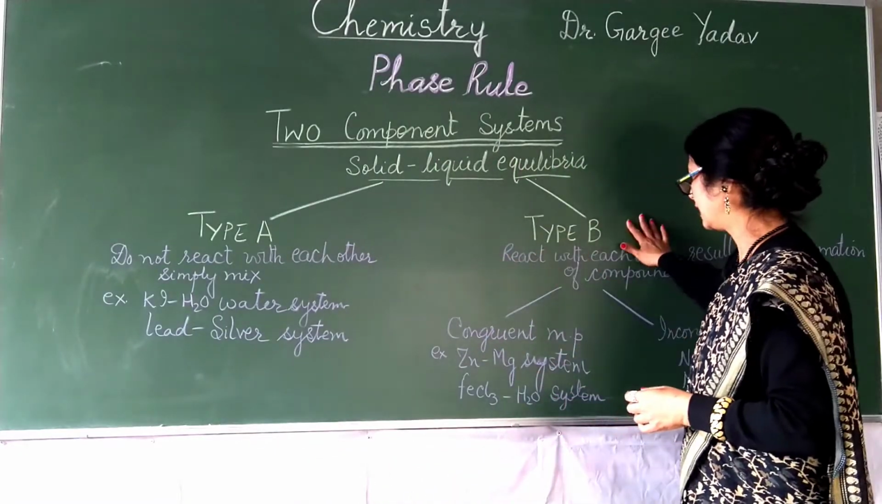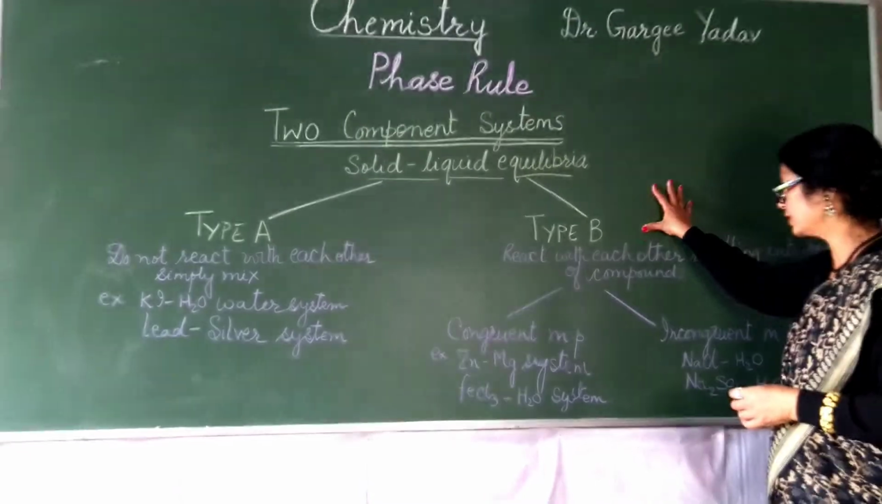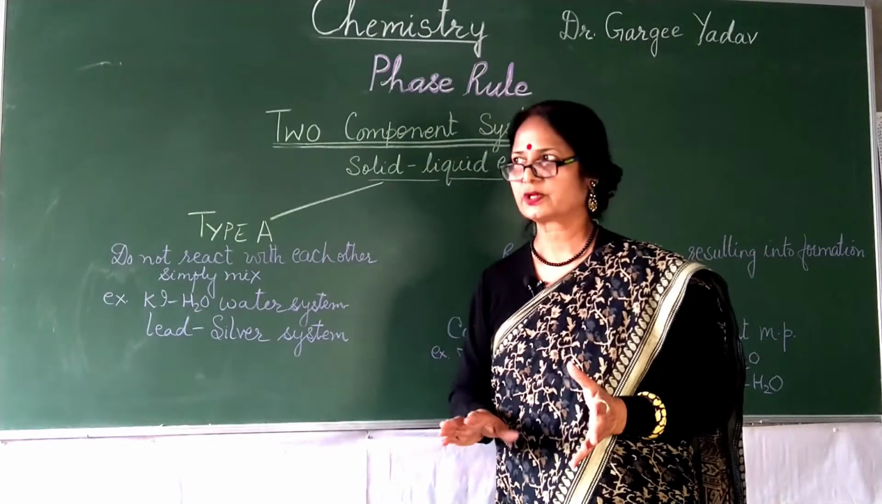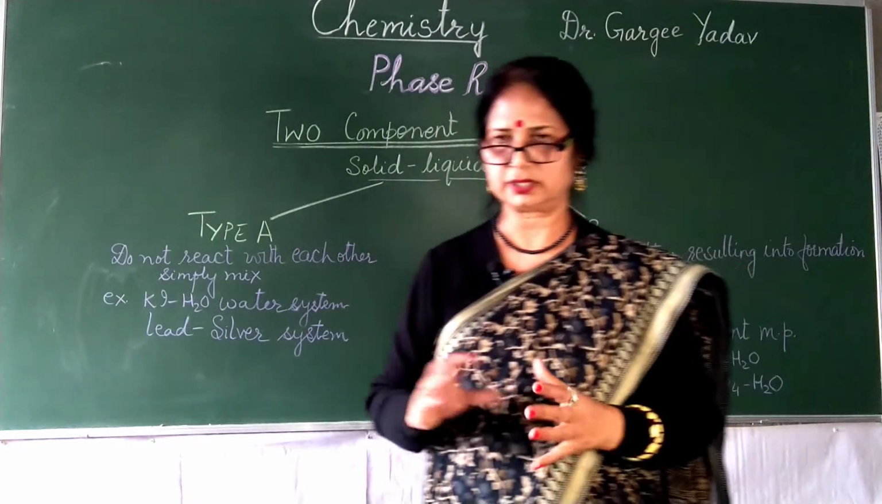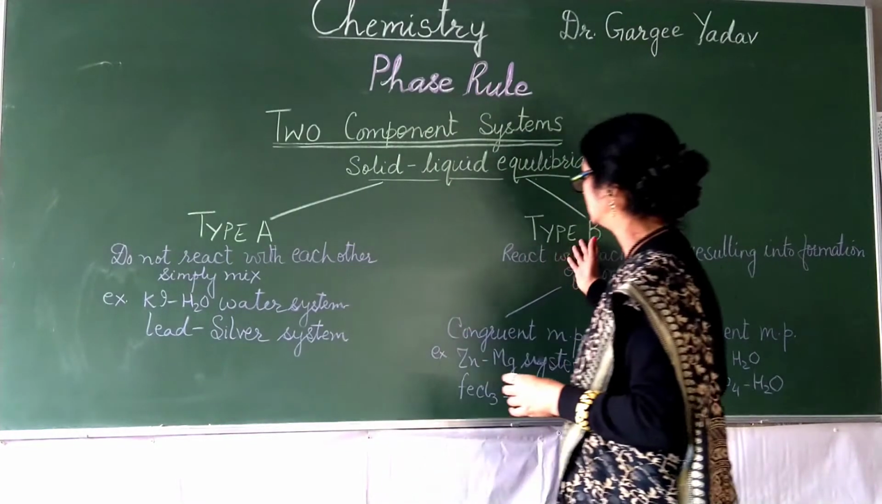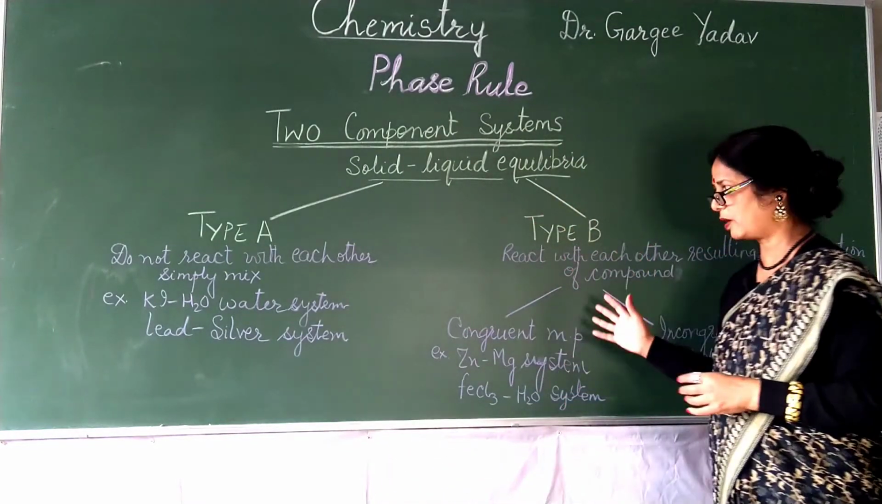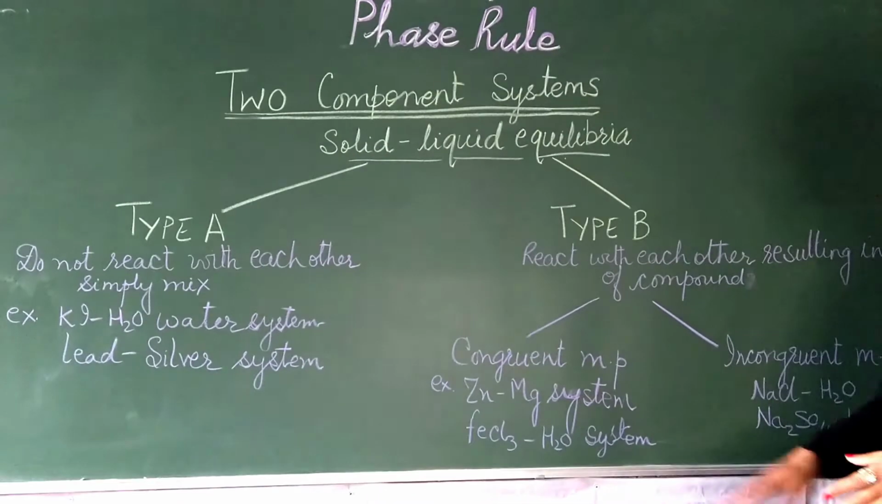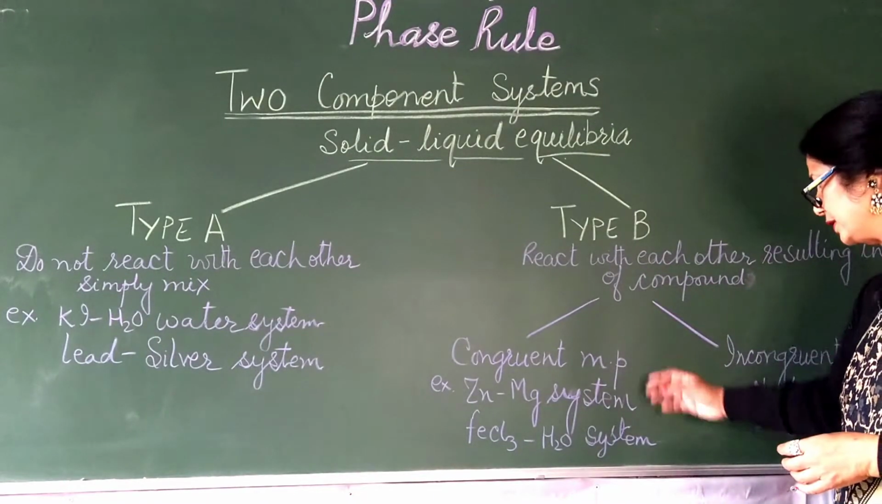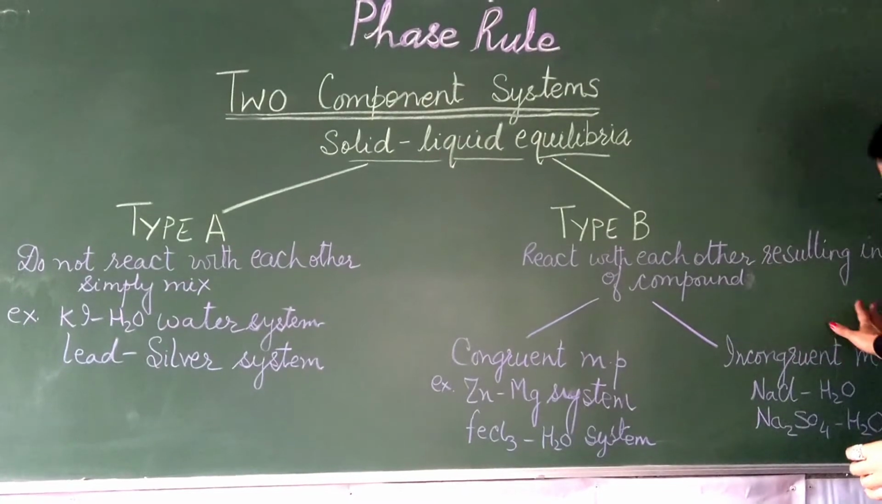Another type is type B. Here the two components react with each other, resulting in the formation of a compound. So a compound is formed in these type B solid liquid equilibria. But again, these can be divided into two types. One has a congruent melting point and another has an incongruent melting point.